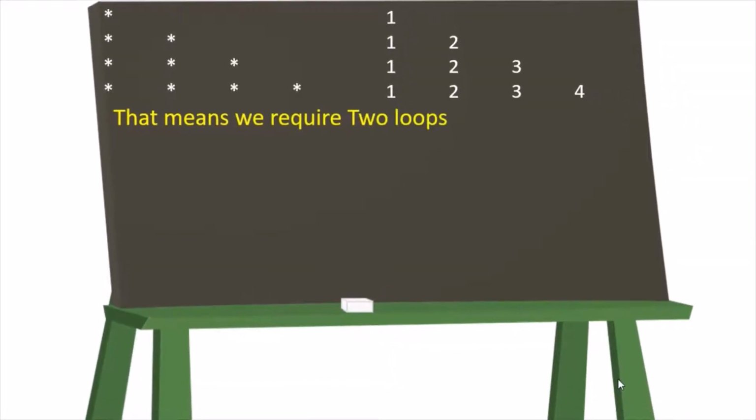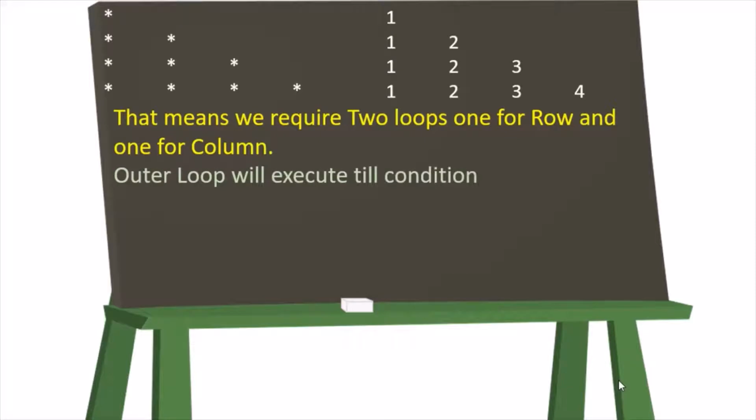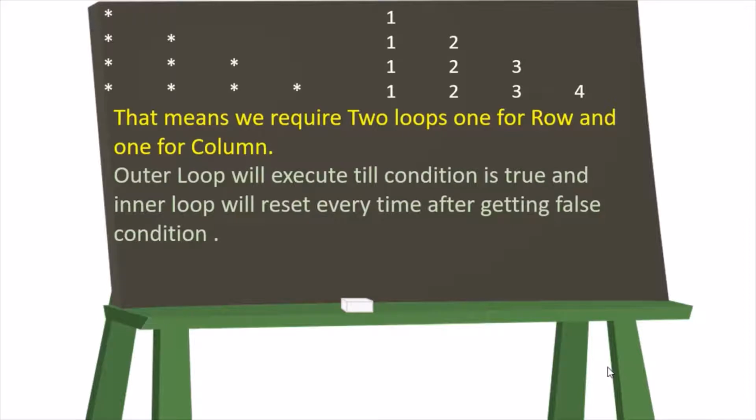So how many rows are there? For each case, there are 4 rows. So the outer loop condition will be for 4, and the inner loop depends on the rows. One thing you have to be clear about in your mind is that two loops are used whenever there are rows and columns.